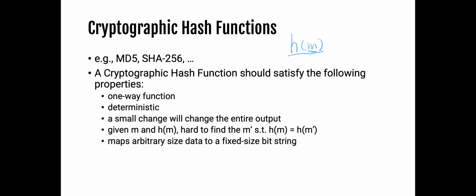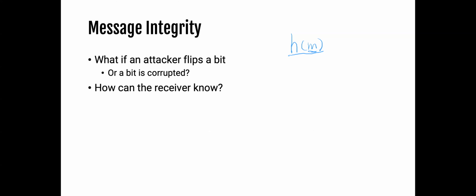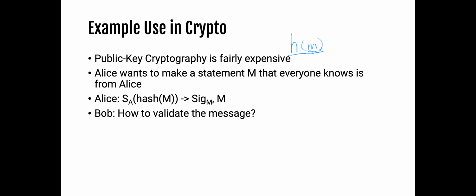And this comes for MD5 and SHA-256, and also there are other different kinds of hash functions. Back to this message integrity problem, what we could do is calculate a hash function for a specific message. The reason why we use hash functions is because public key cryptography is fairly expensive.